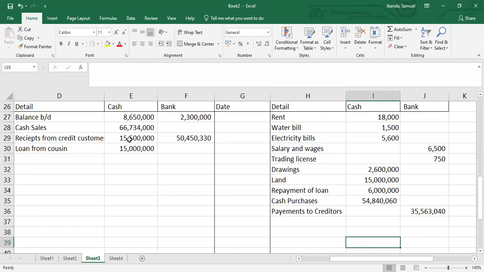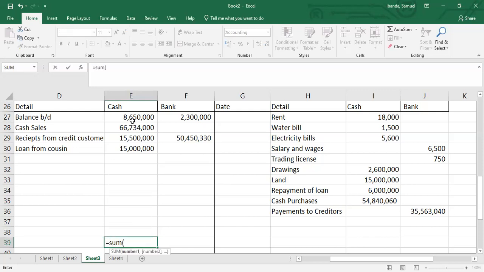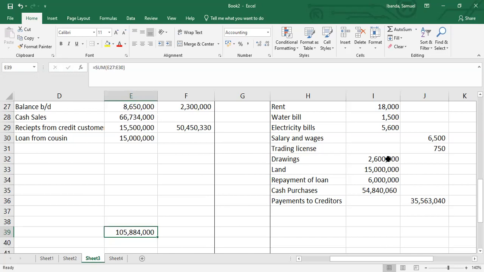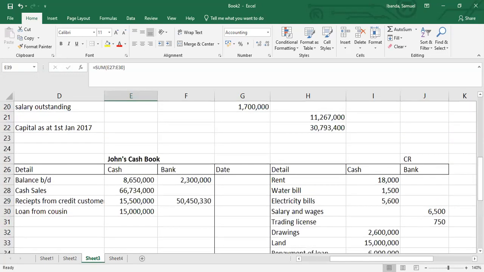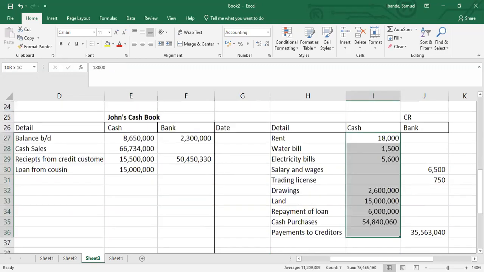To just balance, because I know that cash usually has a normal debit balance. So I know that this would dictate my balance for cash. So I'll just get the summation of this. So this is 105. I just calculate this and see. This is 78, okay?